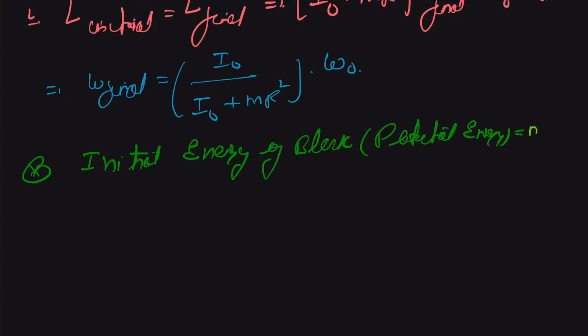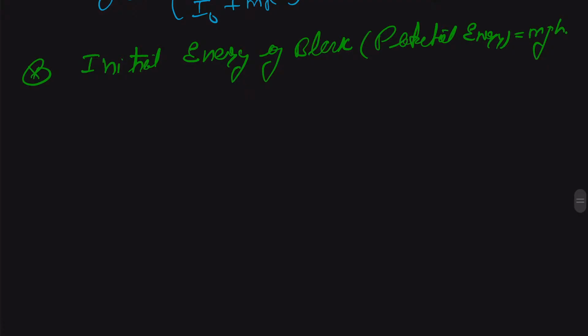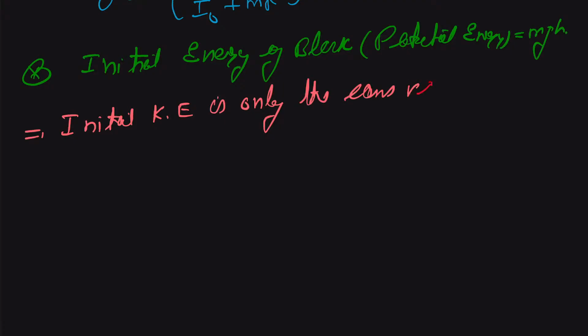Which will be equal to our mgh. So there is no rotational energy, and therefore the initial kinetic energy is only the cone's rotation. Let us say K_i.